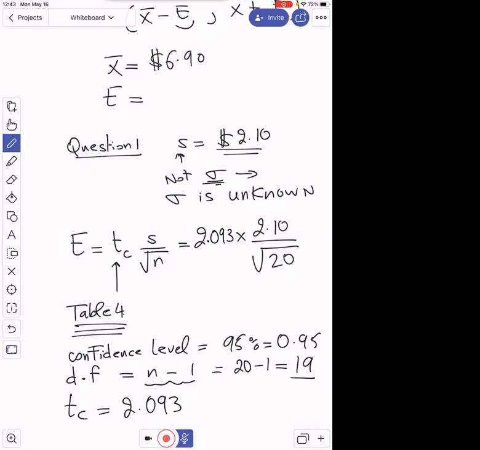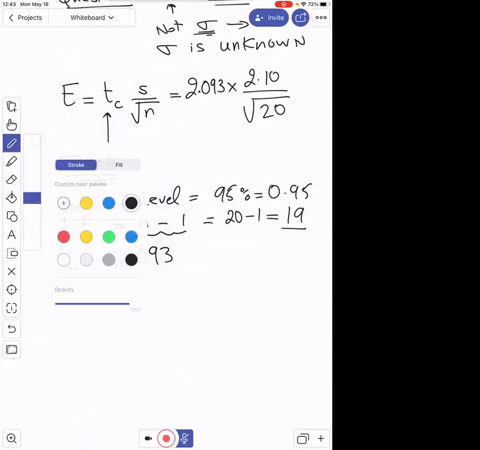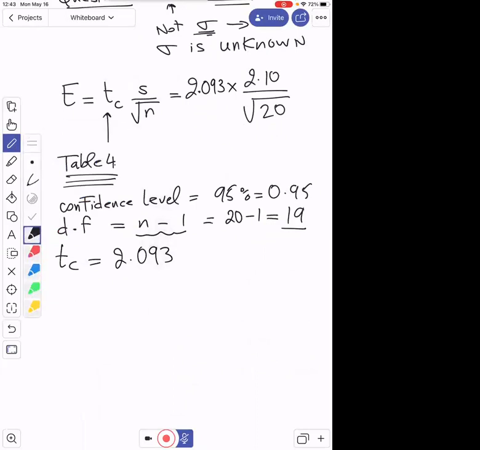Now next, it says, suppose that instead of calculating the sample standard deviation, Jordan knew from prior information that the population standard deviation is sigma. You see, sigma is $2.45. So sigma here is given. It's known, right? So when it's known, we're going to have a different formula for this error E. Instead of this T subscript C, we use the Z subscript C.